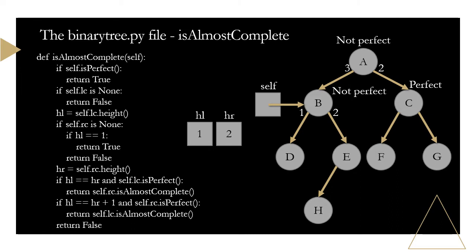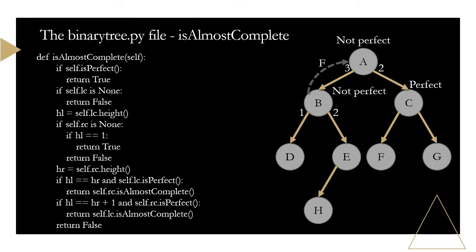Now come to the second last if. Is HL equal to HR? No. Conditions of the second last if not met. Come to the last if. Is HL equal to HR plus 1? No. So the last if is also not met. So we come to the very last line and we return false.